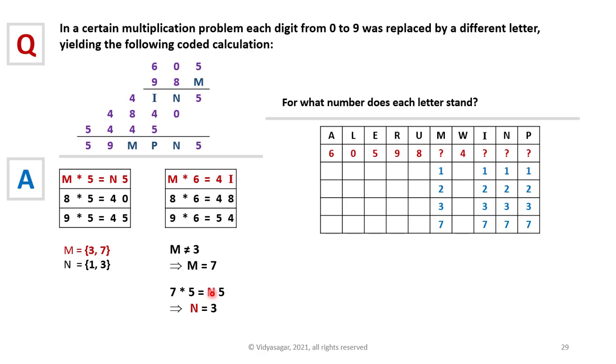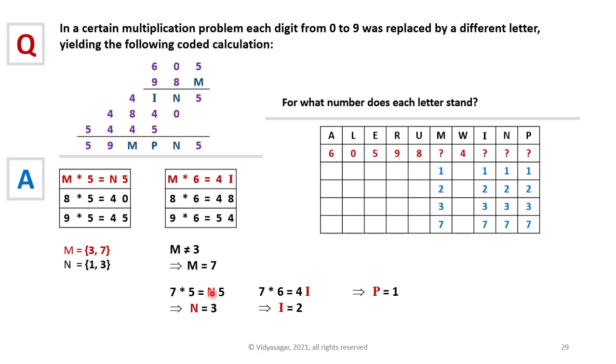Now M times 5 equal to N5. That is 7 times 5 equal to 35. This implies N is 3. Also M times 6 equal to 4I. That is 7 times 6 equal to 42. This implies I equal to 2. Now the only number which is not assigned to any letter is 1 and it should be P.